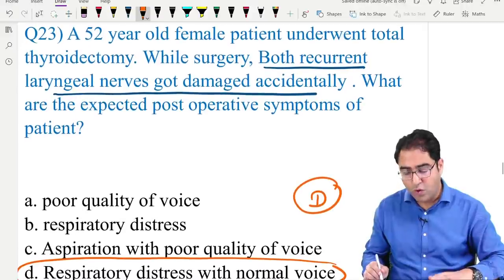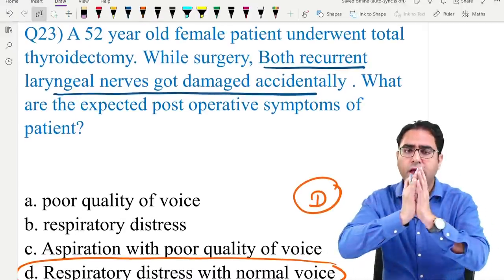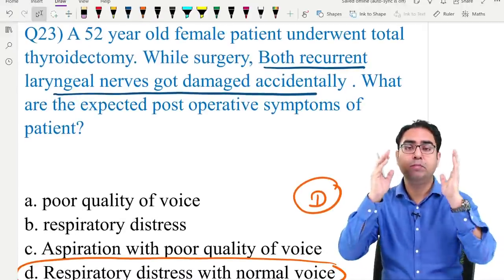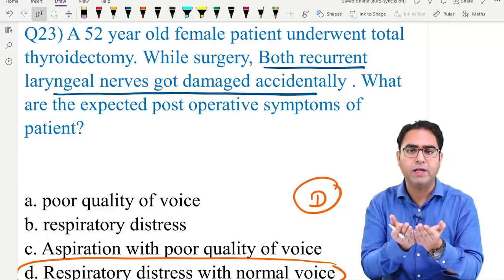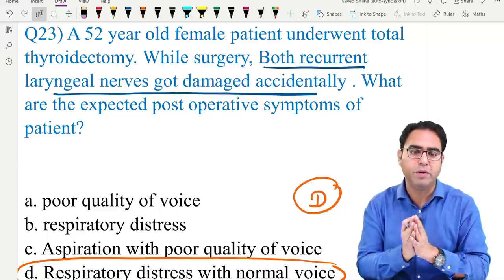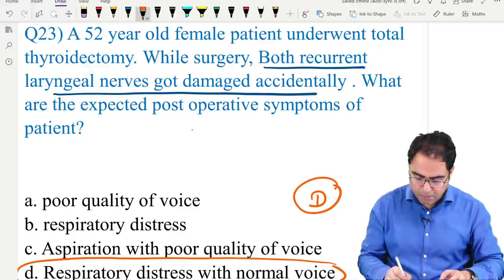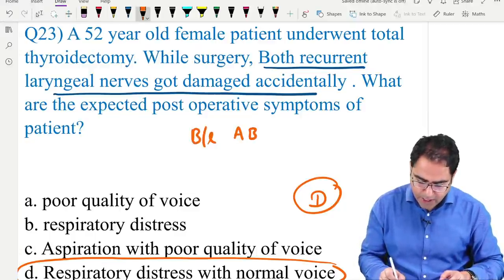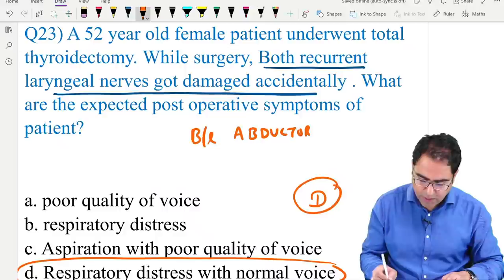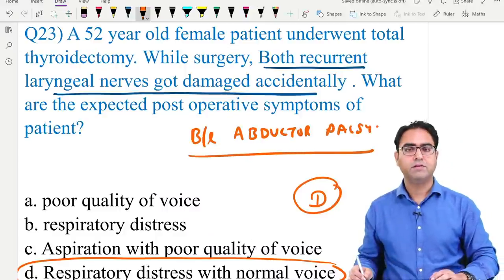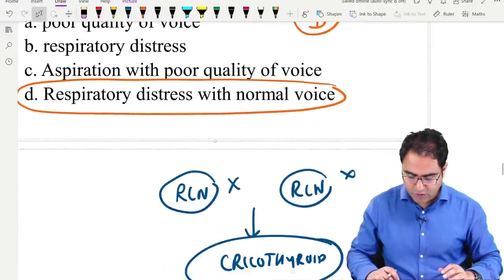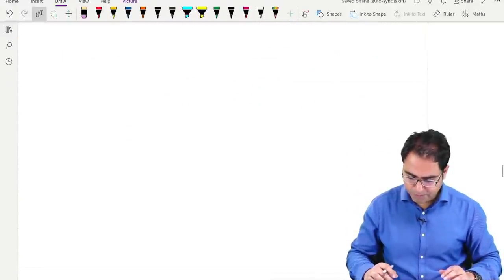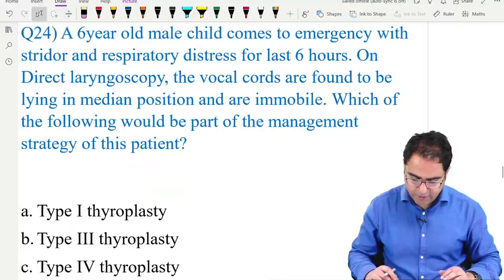Please do not overcomplicate the issue for yourself. It's absolutely clear, beta. This is a median position, or the paramedian position. A little bit paramedian, beta. This is not a sufficient position for you to breathe, beta. This is a case of bilateral abductor palsy. Okay? Wonderful. The patient will be having respiratory distress with normal voice, beta. Now, let us do a similar question over here, beta.